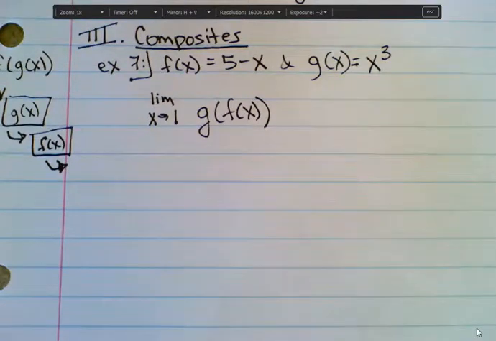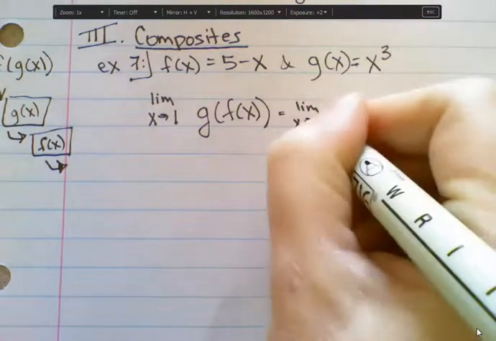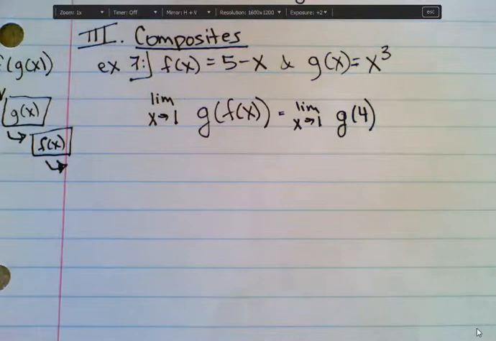Okay, so we're going to rewrite this. We're going to say now I'm finding the limit as x approaches 1 of g of 4, right? Because I found the inside of my work there. And now I just need to finish it up. So I'm going to say, okay, that means I'm going to need to find g of 4. So I'm going to plug 4 in for x here, right? And what's 4 to the third power?